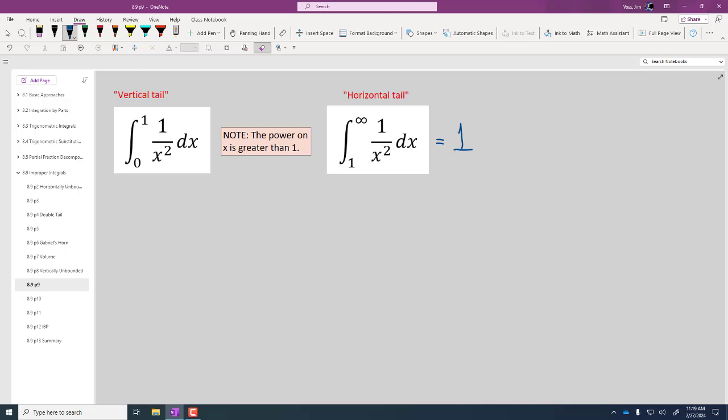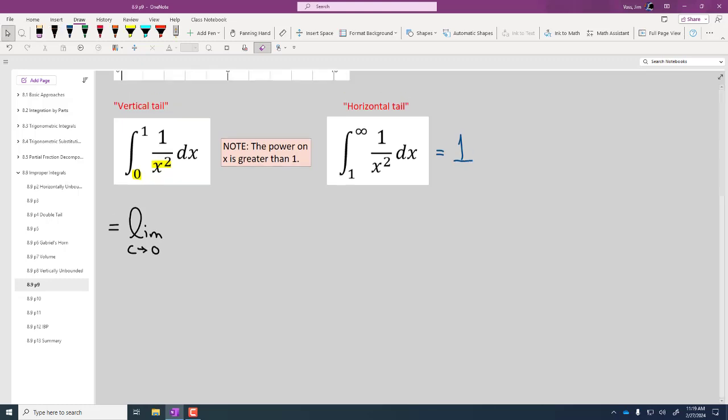So let's check the vertical tail. Again, it's not obvious that it's an improper integral. But as soon as you think for a second, you're like, oh, wait a minute, I can't plug a 0 in there. This function is undefined at 0, so there's an asymptote at 0, which means it's an improper integral, which means the very first word that you write is limit. Anytime we're dealing with an improper integral, we need to use a limit. And so he uses a c for these vertical ones, and we're going to approach 0 from what side?